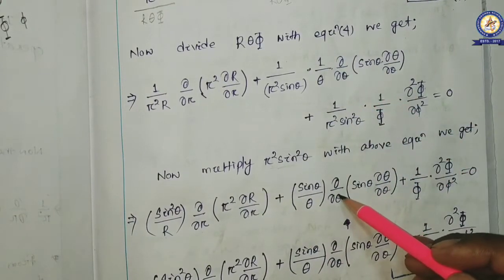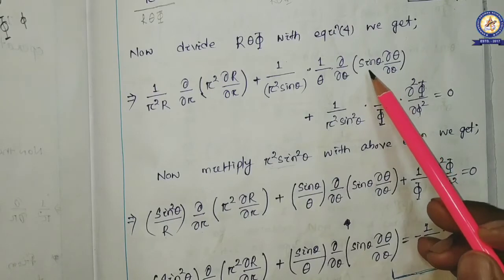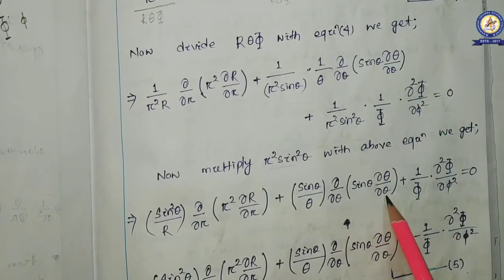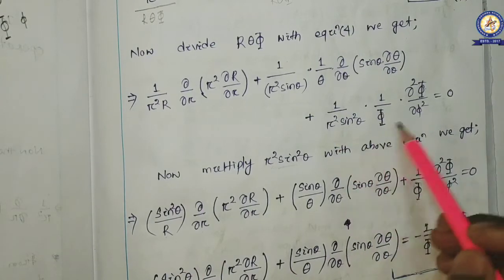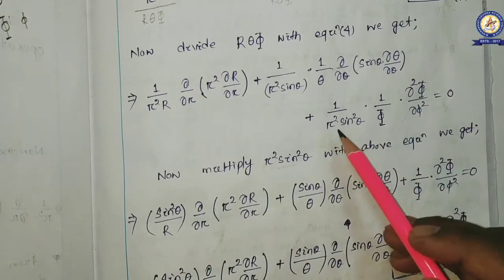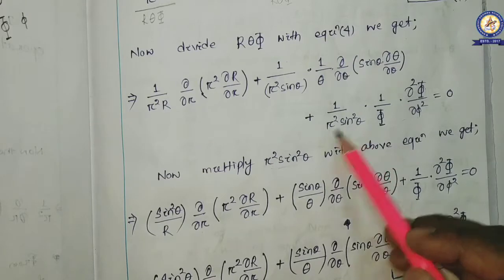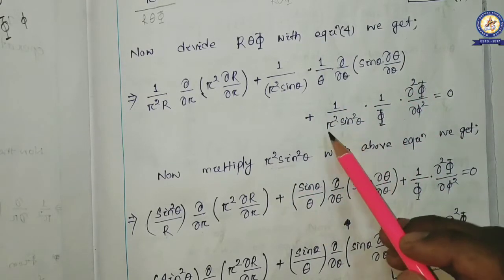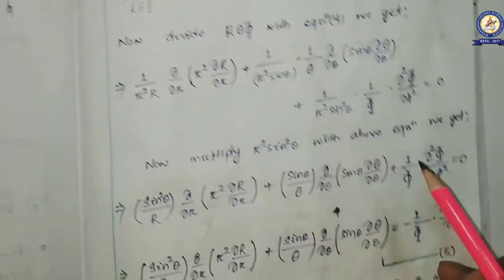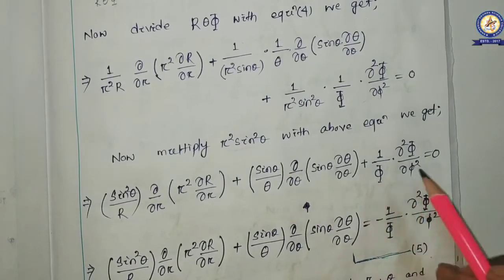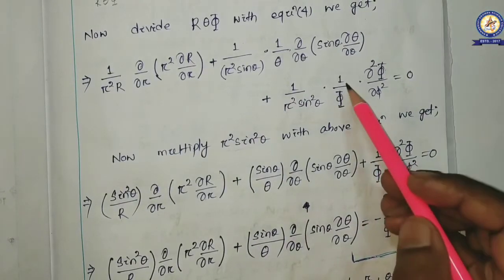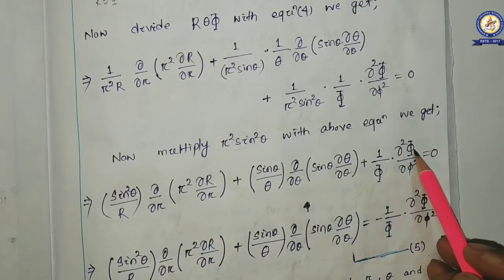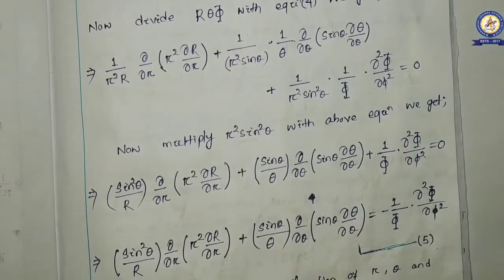del by del theta of sine theta, del by del theta of capital theta is written over here. And here you can see that whenever we multiply r square sine square theta with this term, r square sine square theta got cancelled, and we found 1 by capital phi into del square by del phi square of capital phi equal to 0.